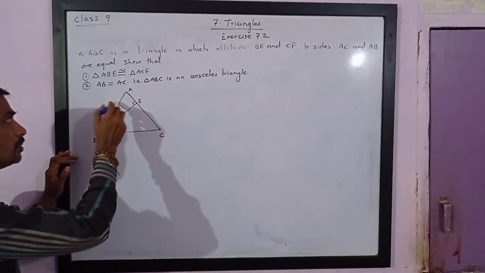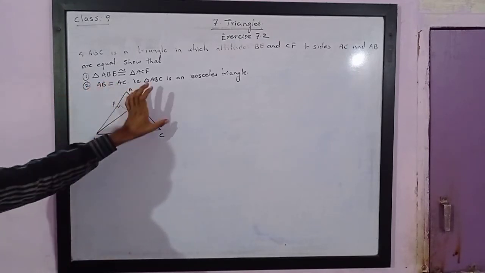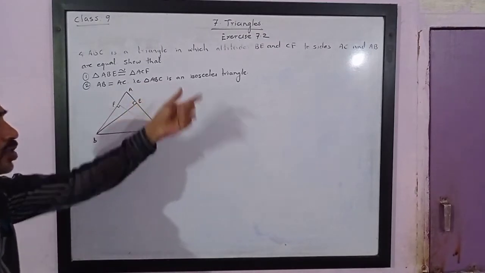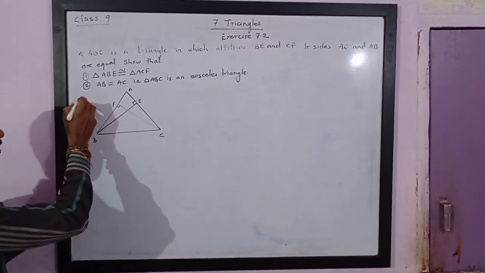So this triangle. And we also have to show that AB is equal to AC, that this total side is equal to this total side, that is triangle ABC. We have to show that it is an isosceles triangle. So now for this, let us write the given things.